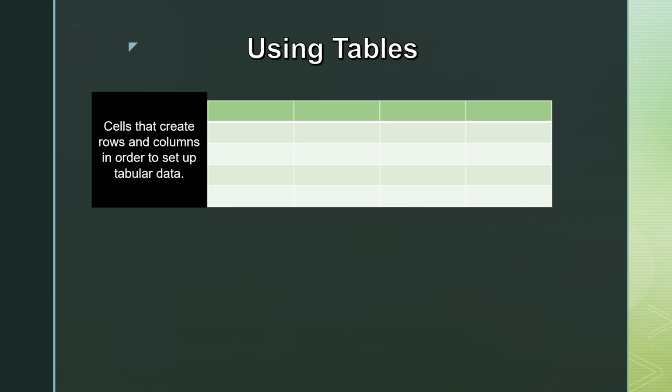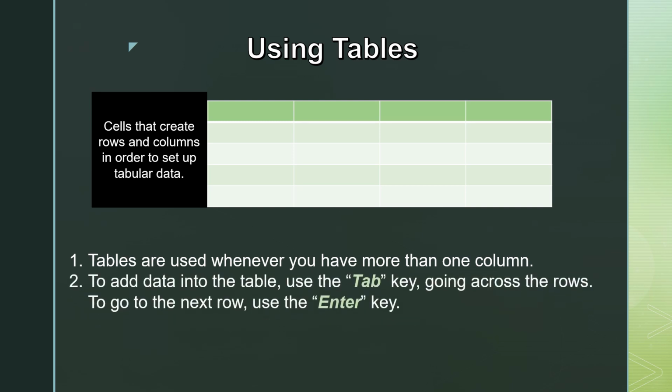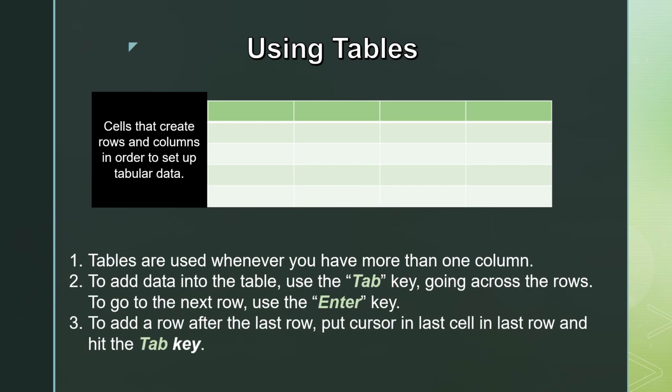Using tables. Tables are cells that create rows and columns in order to set up tabular data. Tables are used whenever you have more than one column. To add data into a table, use the Tab key going across the rows, not down the columns. To go to the next row, use the Enter key. To add a row after the first row or after the last row, put your cursor in the last cell of the last row and hit the Tab key.